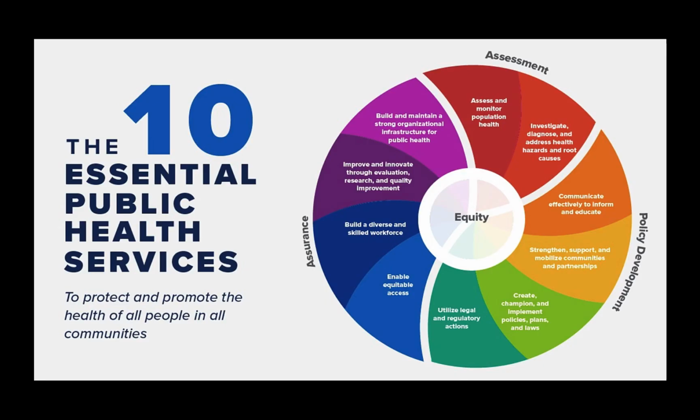So the next is the 10 essential public health services. So of course we have equity in the middle. If you're looking at how we start to make these changes in public health, it all starts with assessing and monitoring a population, which you are going to be doing this week. You're going to begin that process. The steps of that process will be in next week's lecture.